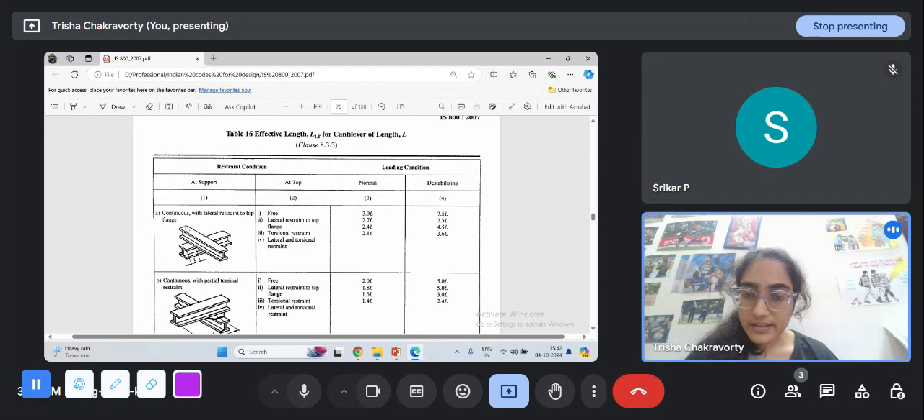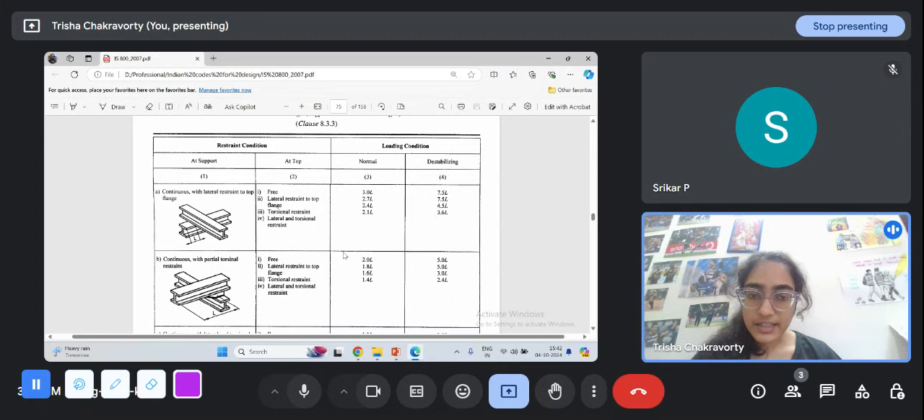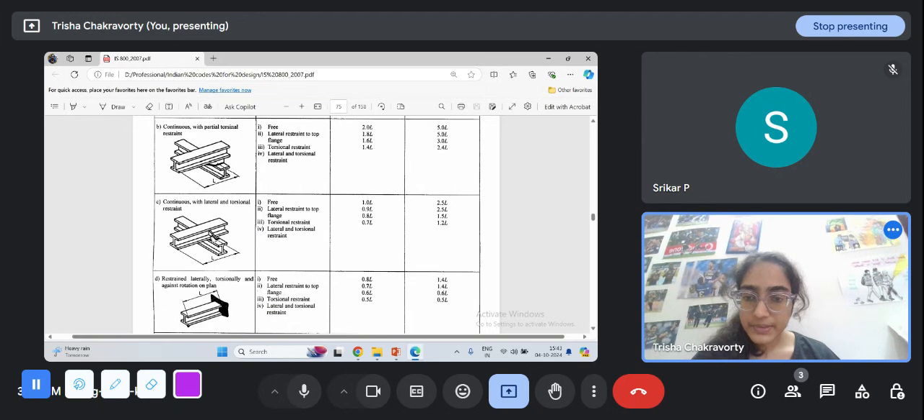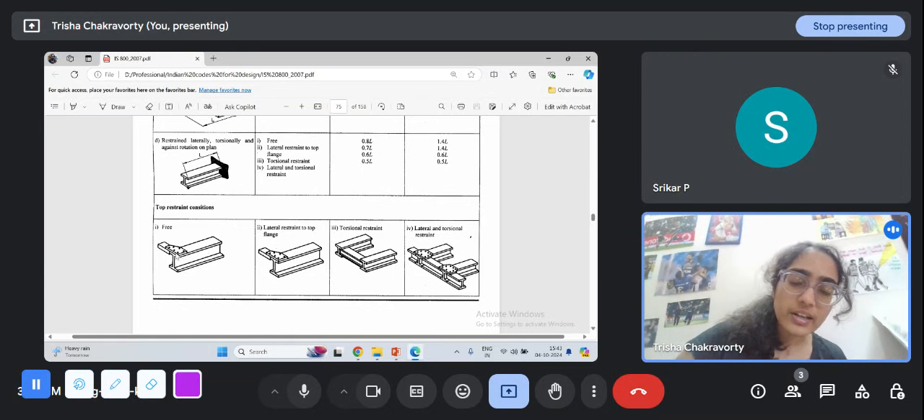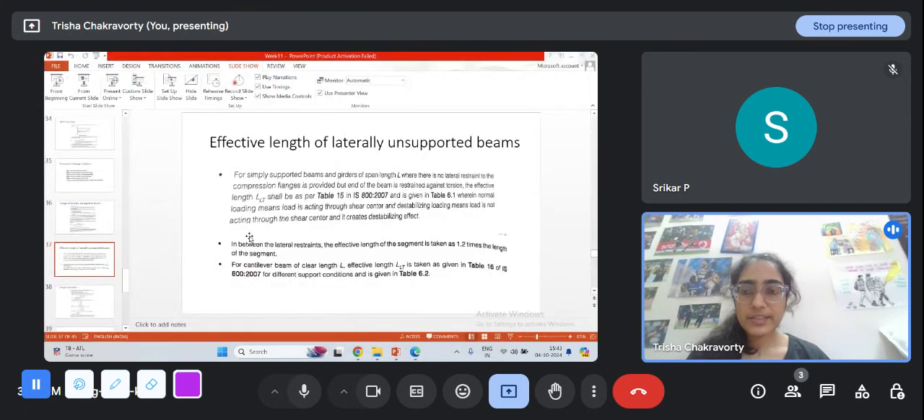Okay, so table 16 has, based on the kind of restraint, some effective lengths for cantilevers. There are various cases mentioned here. These are a little complicated. These are more for practical structures than for academic purposes. I don't think the questions will be this complicated here.